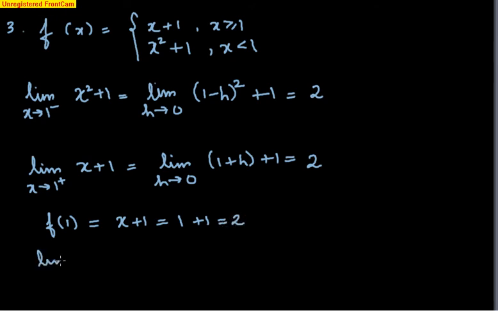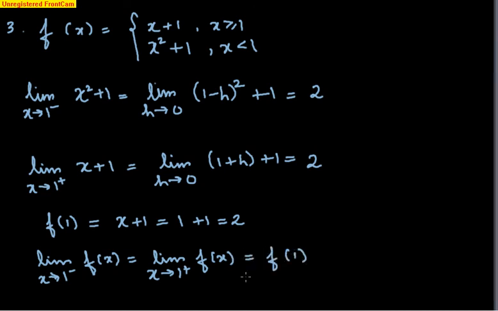As you can see that the limit x tending to 1 minus of f(x) is equal to limit x tending to 1 plus of f(x). This is equal to f of 1. So the function f(x) is continuous at x equal to 1.